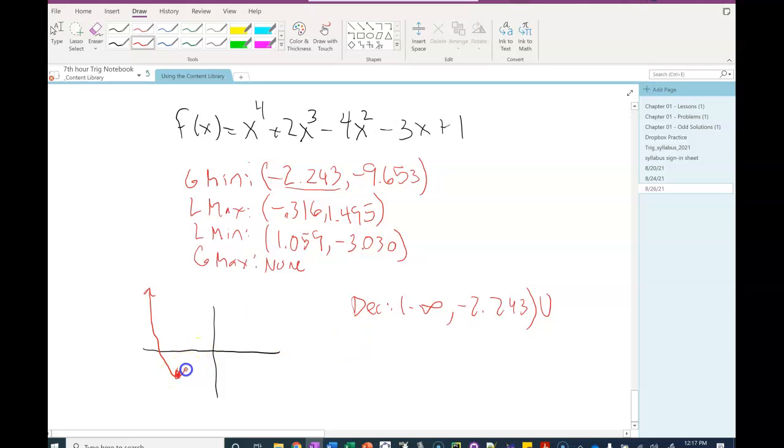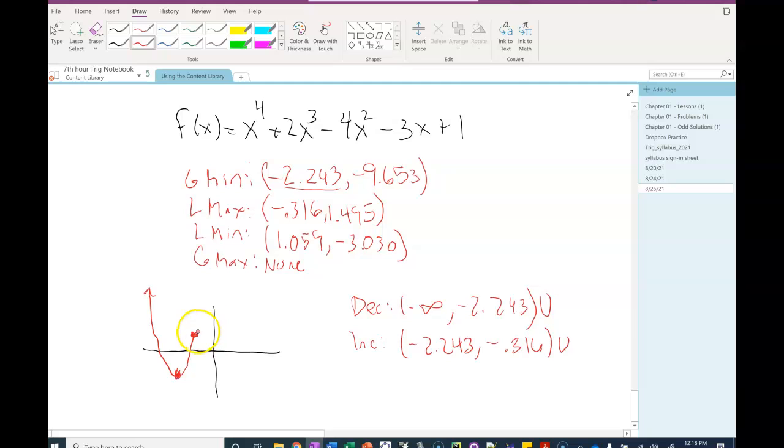Then from that minimum, I'm going to a maximum. That section is increasing. So I started at the global minimum, so I write that x-coordinate. And I end at the local maximum, so I write that x-coordinate. Everybody still so far so good?